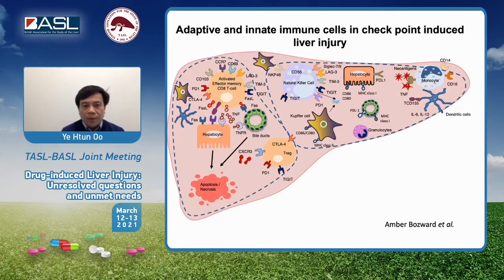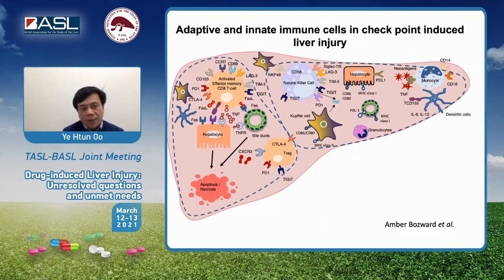When we talk about DILI, checkpoint inhibitors also need to be mentioned because we use a lot of checkpoint inhibitors these days, especially for lung cancer and skin cancer. So PD-1, PD-L1, and CTLA-4 blockade has been widely used and approved, but there will be new checkpoint inhibitors like those blocking TIM3 and TIGIT.